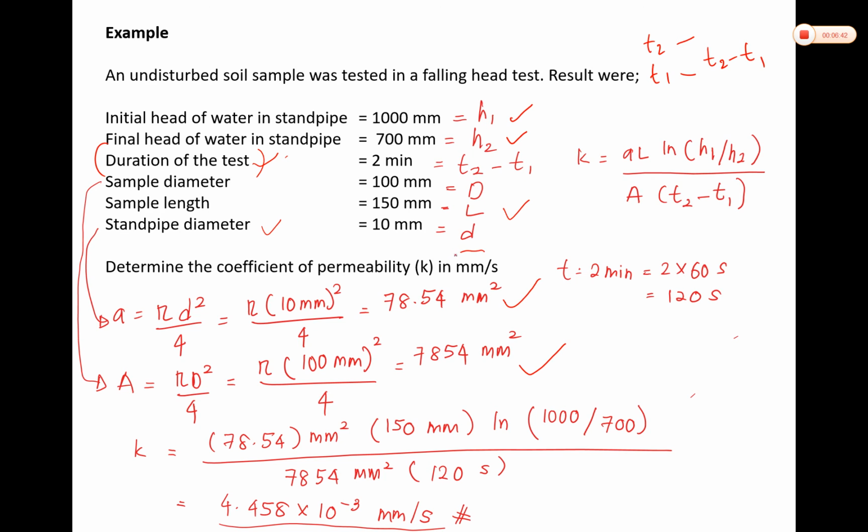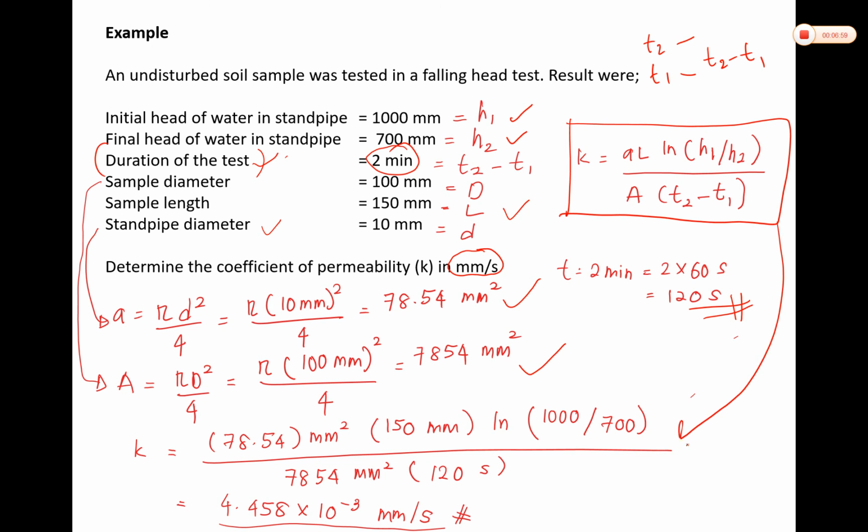Here they want you to calculate K in the unit of mm per second, so make sure the duration in minutes is converted into seconds. Then, straight away using this equation, you complete the calculation, and this is the K value. Since this is fine soil, the K value is normally a very small, very low value. Normally it will have a negative exponent, because this is fine soil. The K value will be smaller than that of coarse soil.